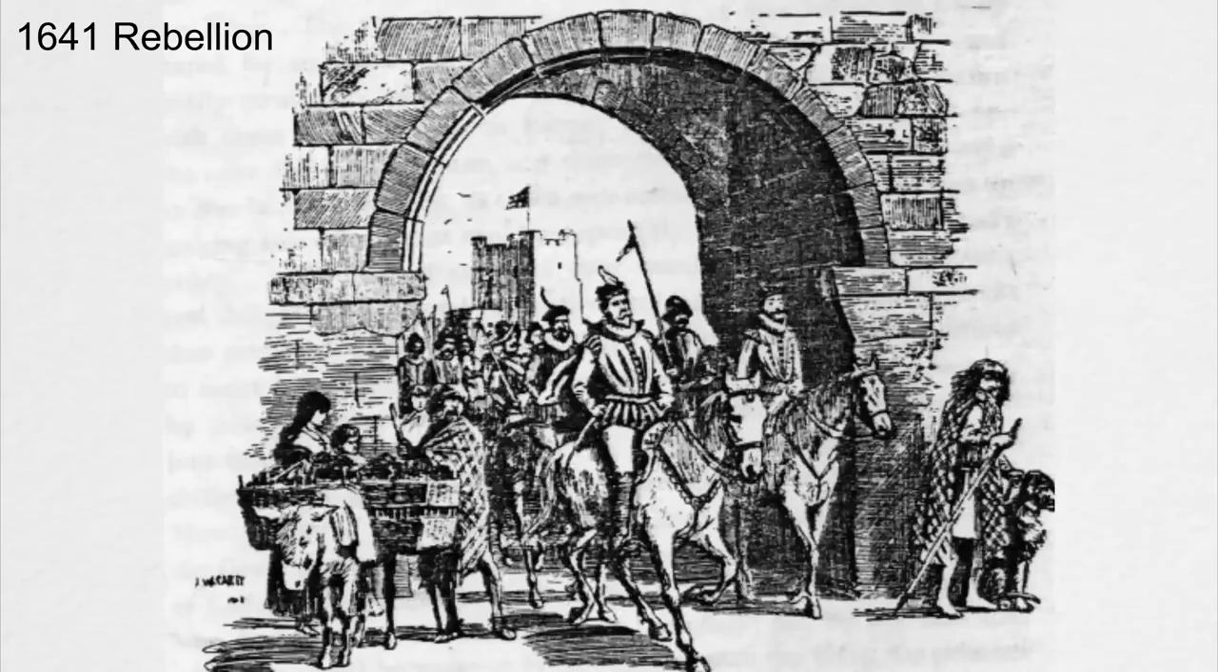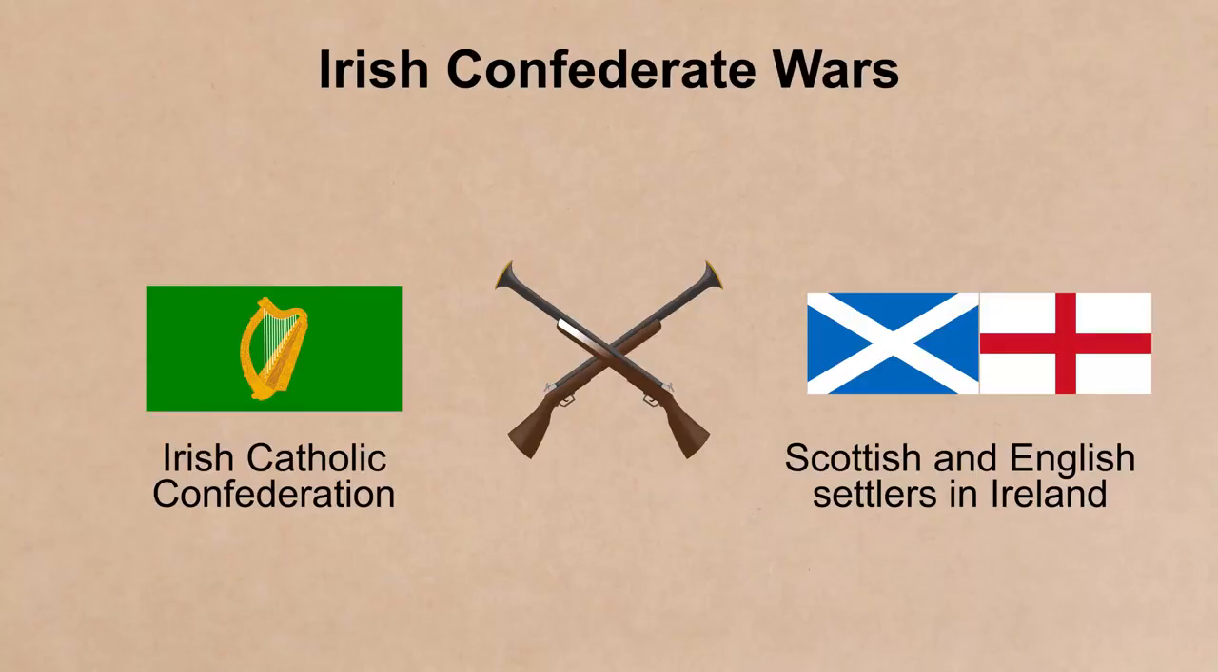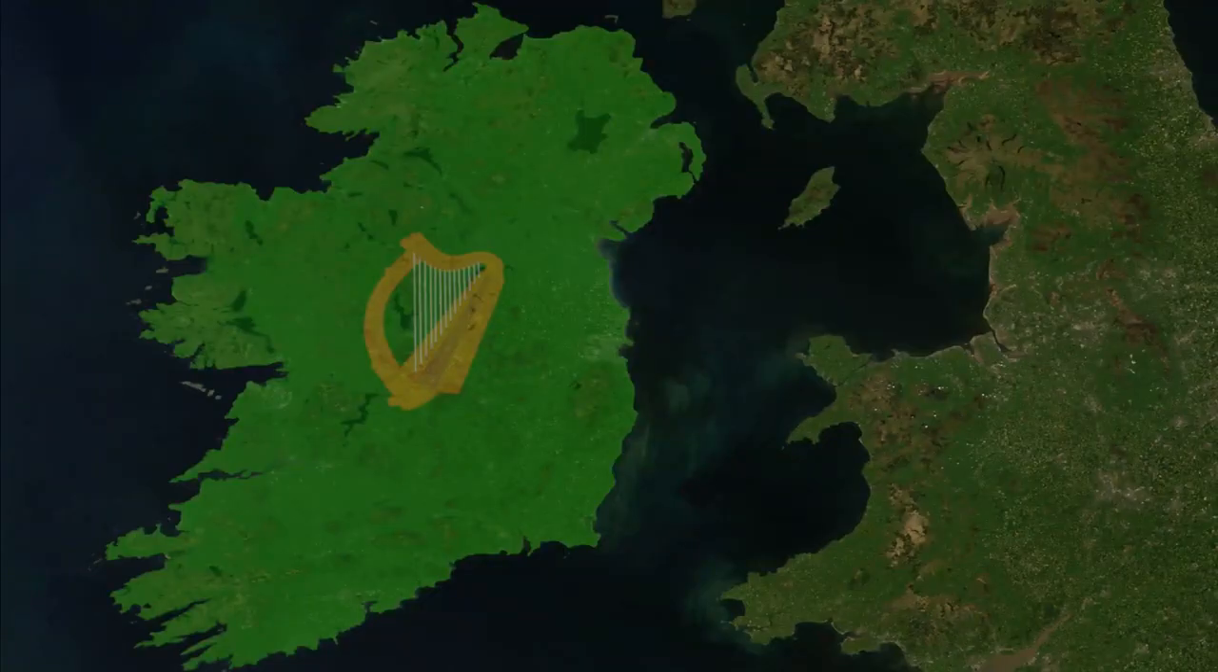In 1641, Irish Catholics in Ulster staged a rebellion against the settlers, which led to the Irish Confederate Wars between the Irish Catholic Confederation and the Scottish and English settlers. Most of the island of Ireland was under de facto Irish Catholic rule for several years.